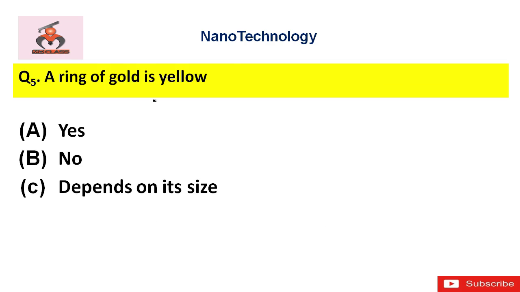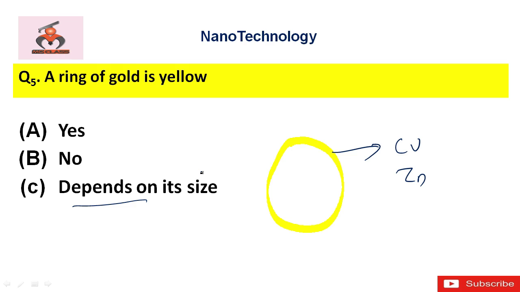Okay, a ring of gold is yellow. It is asking to justify the statement. The gold you use in your day-to-day life generally appears to be yellow. But this yellow color is due to the presence of copper and zinc. So due to the presence of copper and zinc, the ring that you are wearing appears yellow. But it will depend on the size of the gold, because if you take gold in the range of nanometers, the color can vary. We will discuss it in the nanoparticle section in the upcoming classes. But in bulk form, a ring of gold can appear yellow.